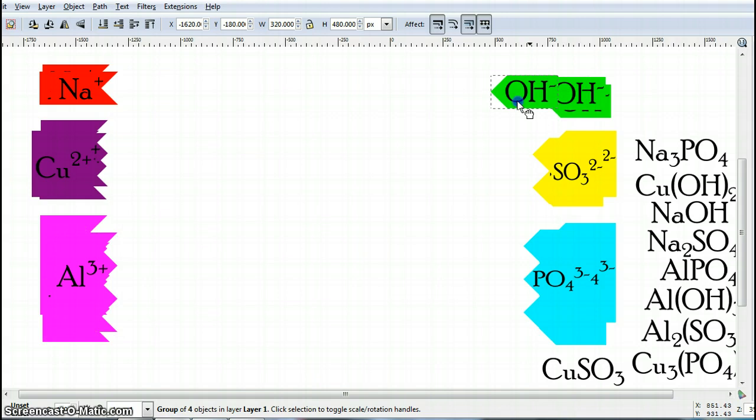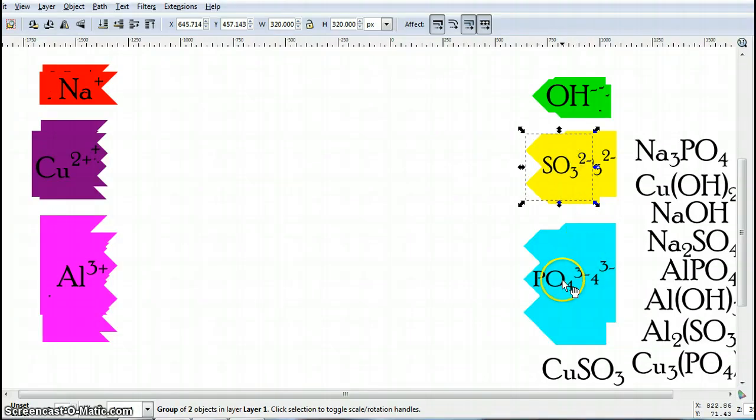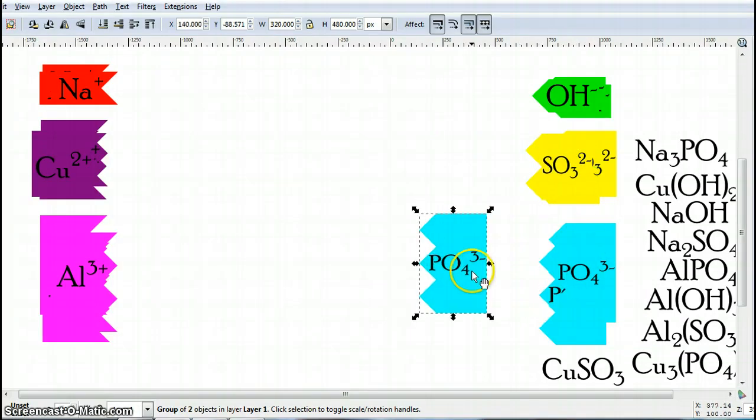Over here, these anions look a little bit different though. For example, we have OH with a minus charge. This is a grouping of O and H containing a total of 1 negative charge. We have SO3 with a 2-. This is sulfite. Sulfite is going to be SO3 with a -2. And we have phosphate, and phosphate has a -3 charge.